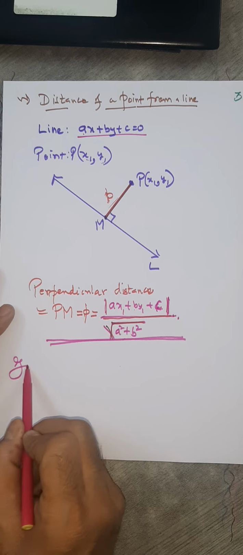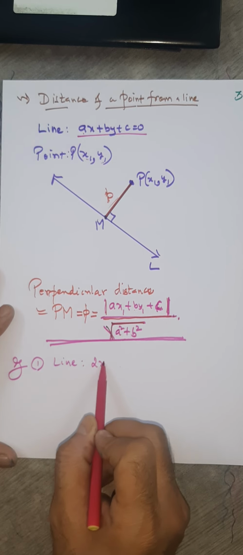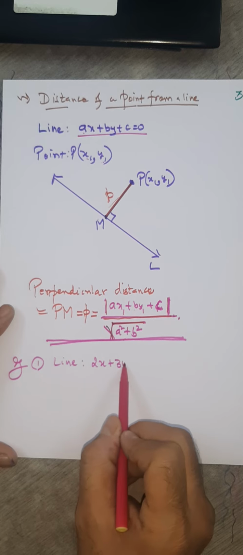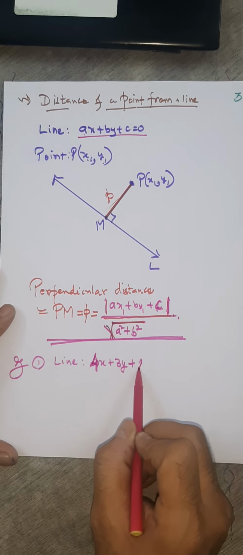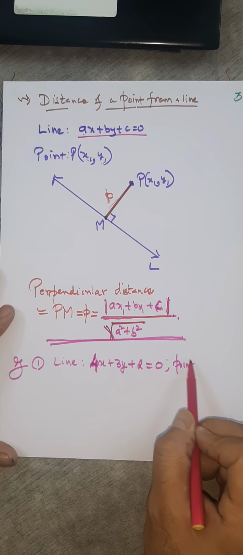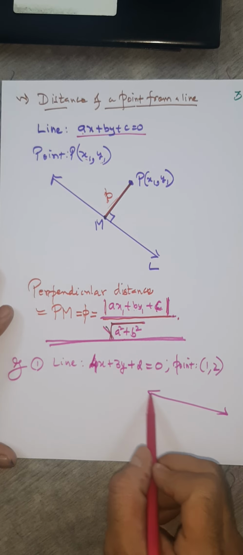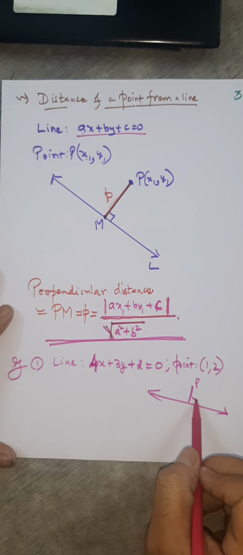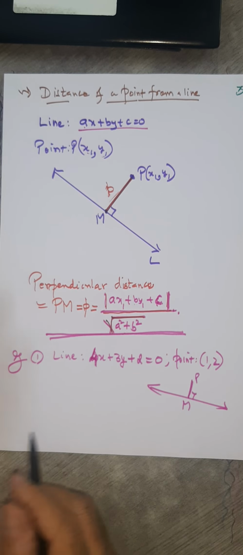Like this, I'll just do a simple example. Suppose the line is 4x plus 3y plus 2 equals to 0, and the point I'll take randomly, let's take 1 comma 2. So you have a line here and a point here, and we are finding this PM. So we have prepared the formula here.